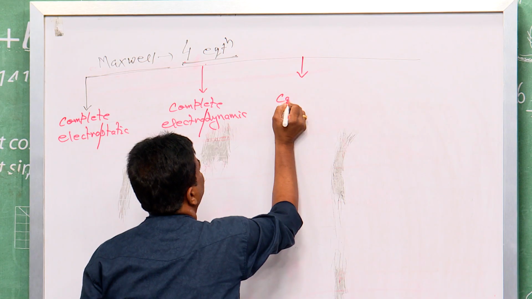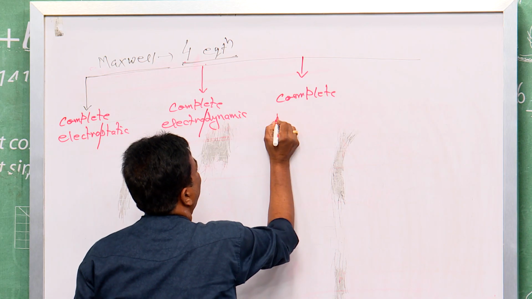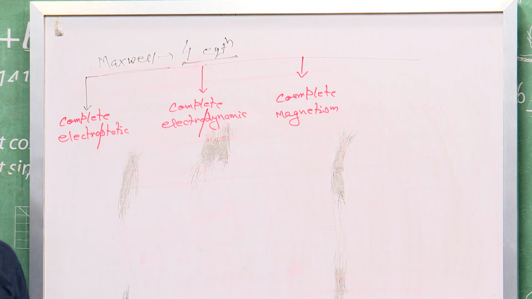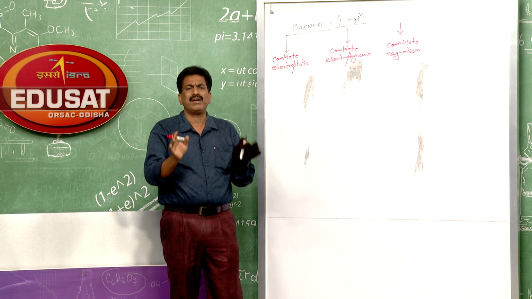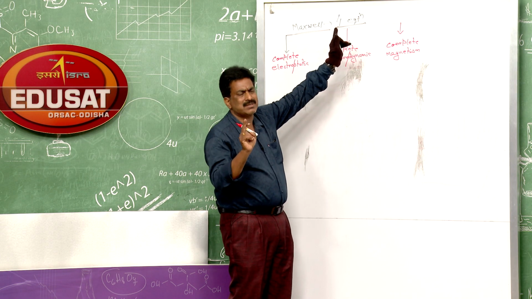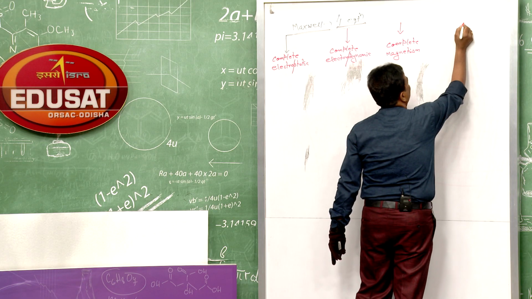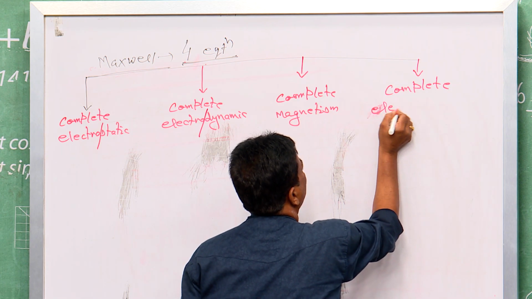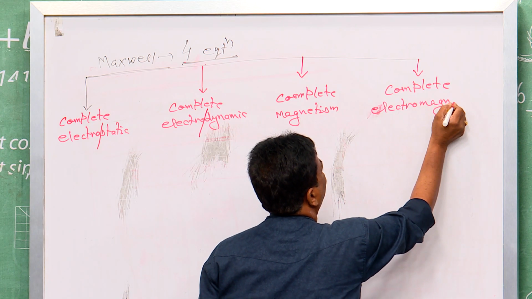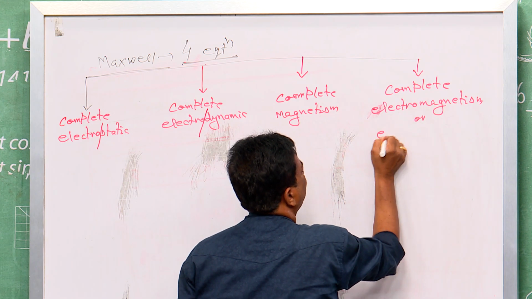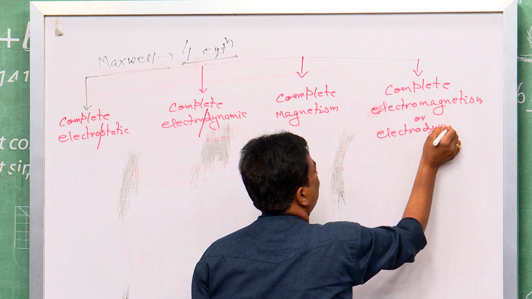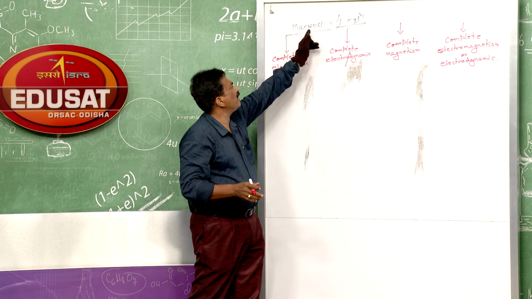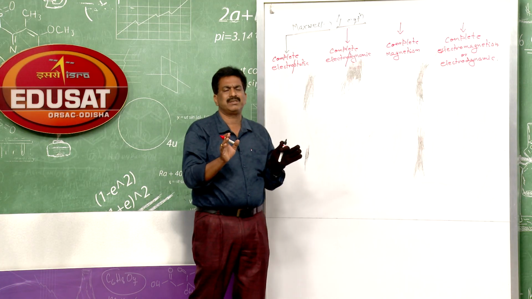And the third one is complete magnetism. Complete magnetism means, regarding a magnet at rest, whatever branches are developed are satisfied by one equation, Maxwell's third equation. And another one is complete electromagnetism or electrodynamics. So, the whole of this universe is satisfied by Maxwell's four equations. These are known as unification.